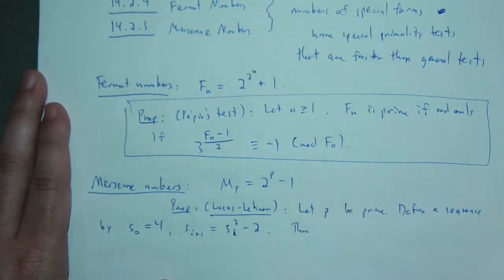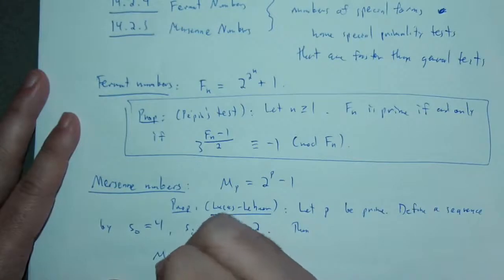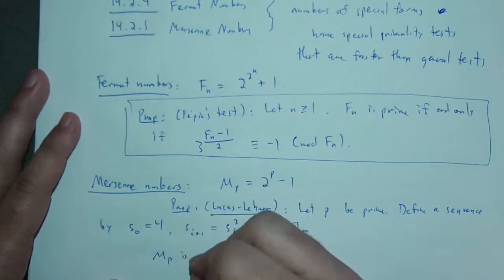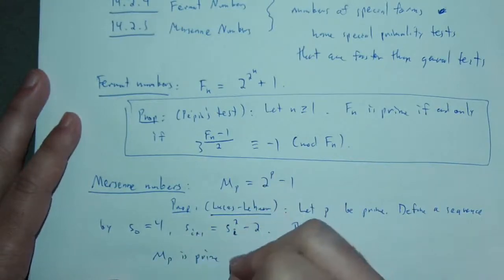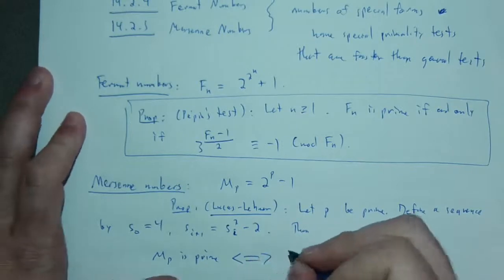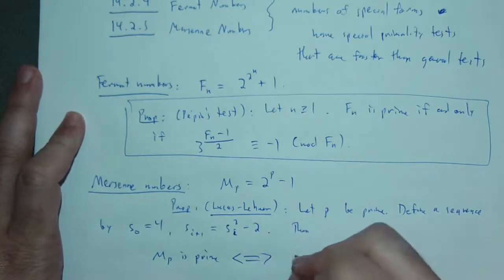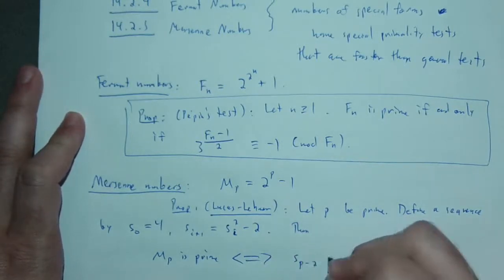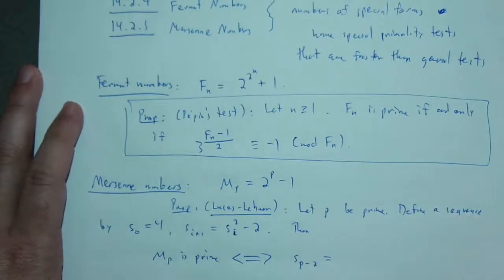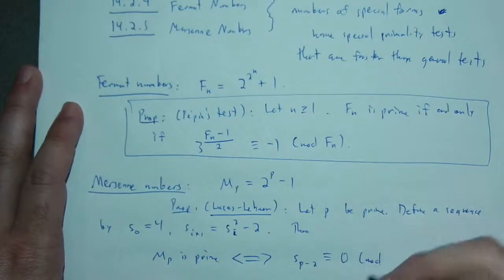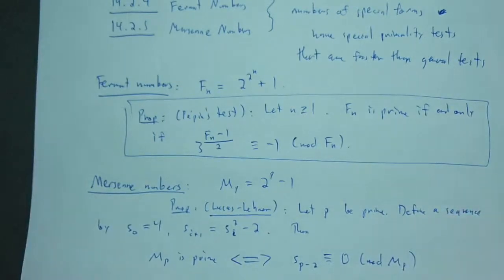Then M sub p is prime if and only if S sub p minus 2 is congruent to 0 mod M sub p.